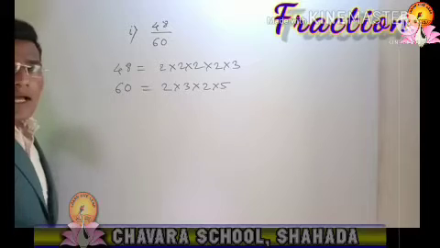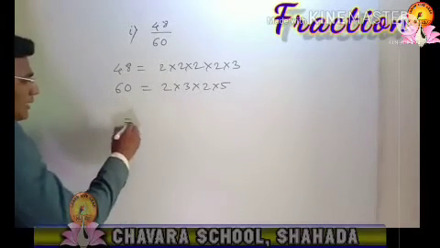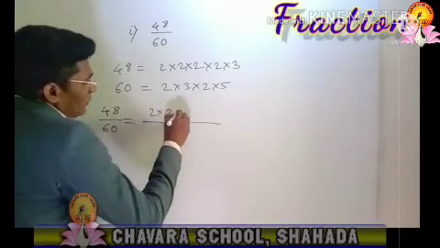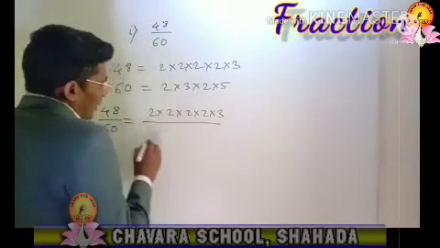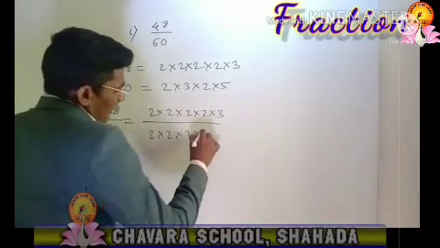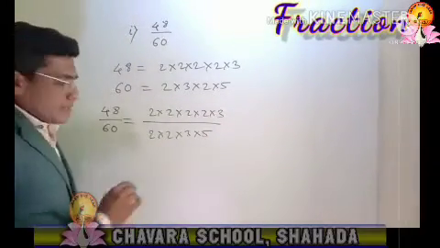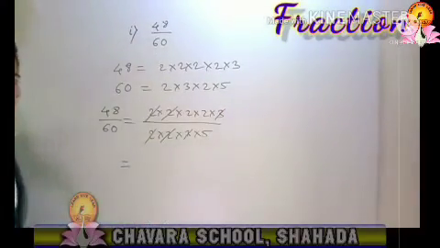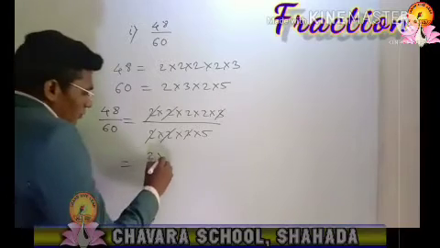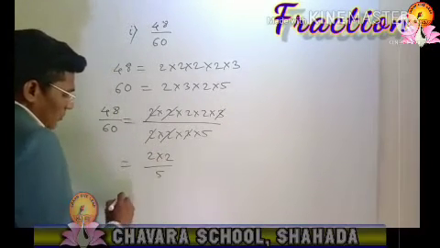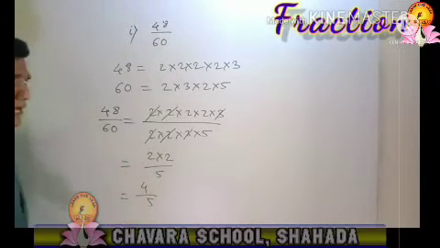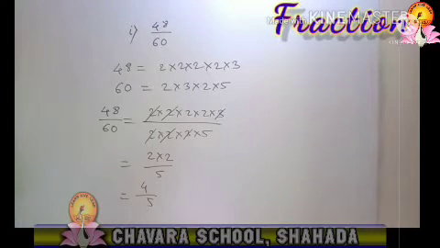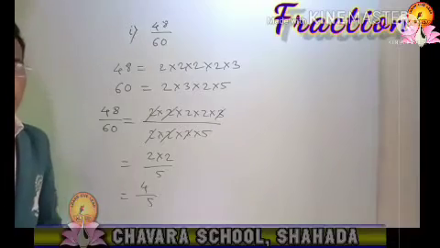By using both, arrange the common factors as in the example: 2 into 2 into 2 into 2 into 3 upon 2 into 2 into 3 into 5. Now cancel the common factors, that are this 2 and this 2, this 2 and this 2, and this 3 and this 3, and now multiply the other factors. So 2 into 2 and only 5 is remaining, and 2 into 2 is 4 upon 5. This is how we got the lowest term of the fraction by using the common prime factors.